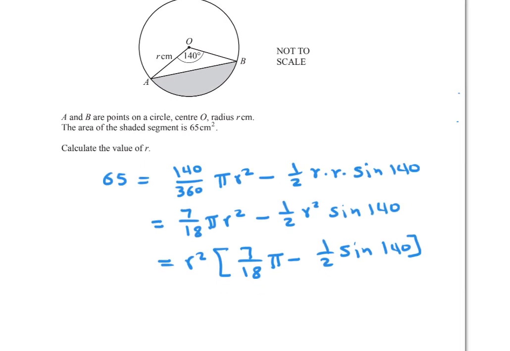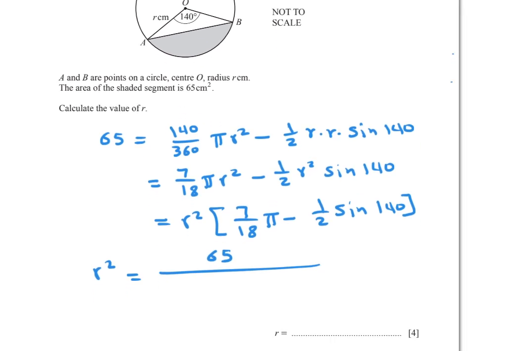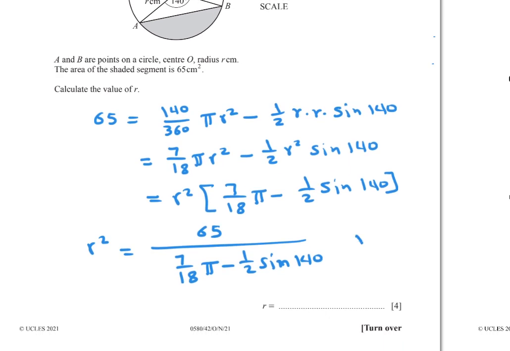Now to find R squared, 65 divided by 7/18 π minus half sine 140. And now to find R, take the square root of the answer. So R equals 8.50 to 3 significant figures.